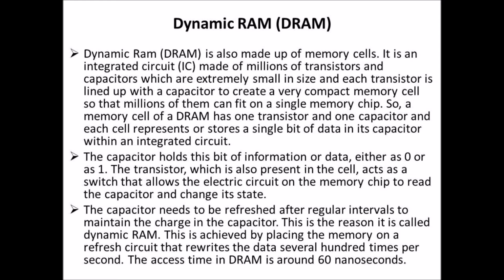The transistor, which is also present in the cell, acts as a switch that allows the electric circuit on the memory chip to read the capacitor and change its state. The capacitor needs to be refreshed after regular intervals to maintain the charge in the capacitor. This is the reason it is called dynamic RAM. This is achieved by placing the memory on a refresh circuit that rewrites the data several hundred times per second. The access time in DRAM is around 60 nanoseconds.